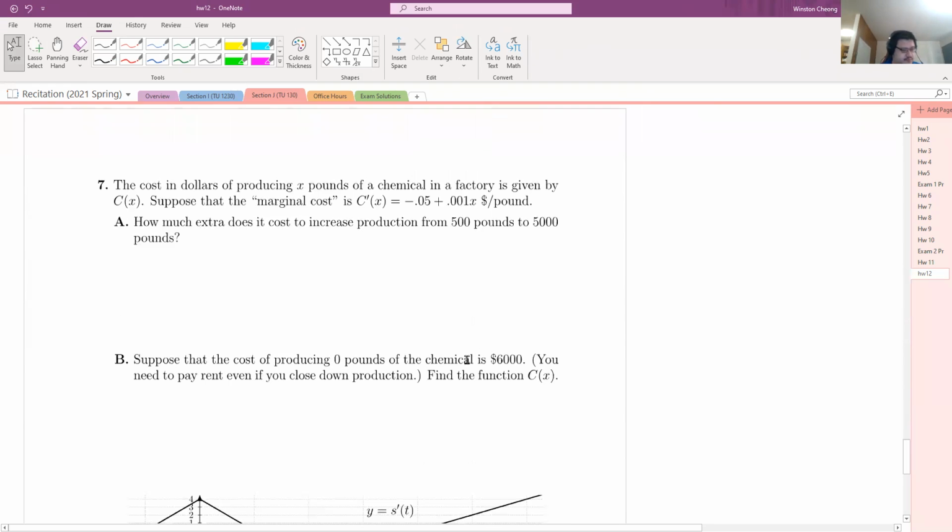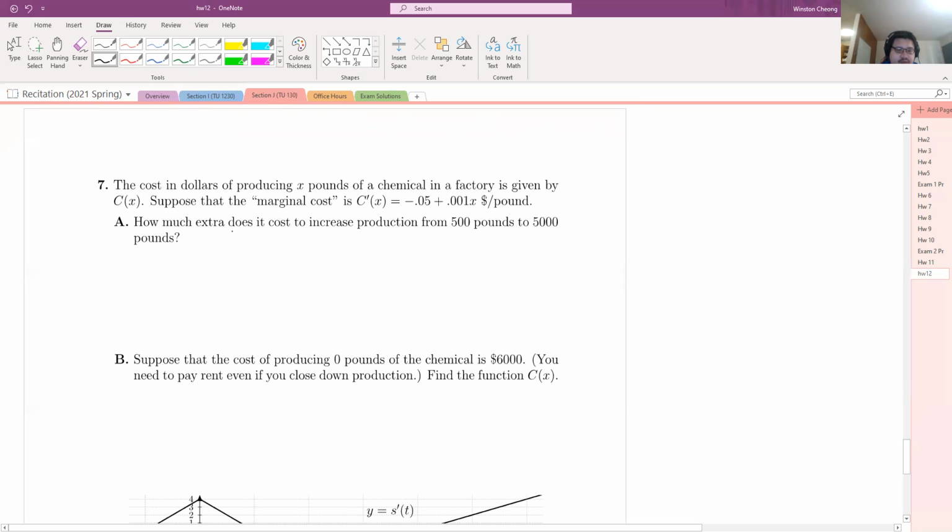Next, number 7 and then number 8. So these are pretty much the same. Let me know if you have any questions. So 7, C prime is marginal cost, right? So whenever you see the word marginal, that's really just indicating that you have a derivative there. So it's a derivative of the cost.